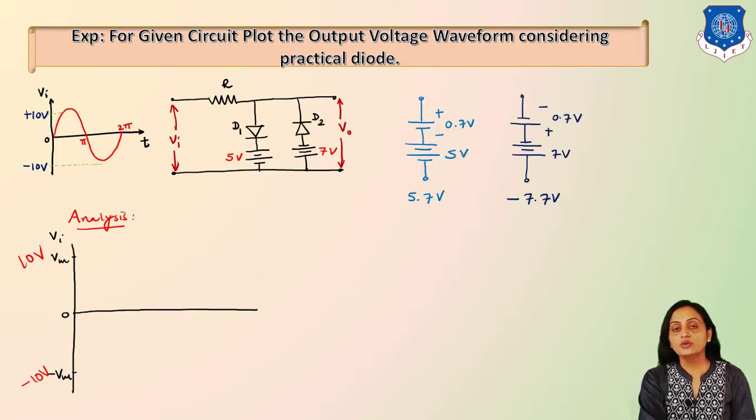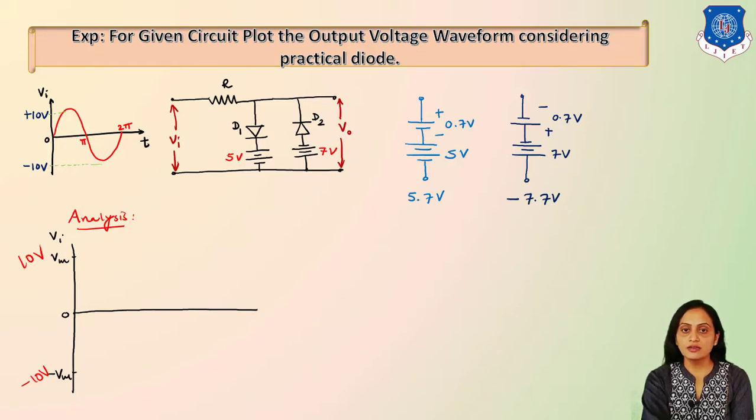Now we want to plot the reference voltages. How are we going to plot the reference voltage? When we consider the ideal diode, we simply consider that the plus terminal of this 5 volt battery is connected over here, so we consider this plus 5, and this is for the ideal diode. The negative terminal of the 7 volt battery is connected towards the output plus, that is why we consider the minus 7.